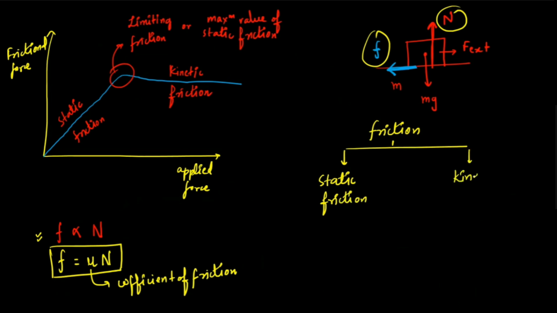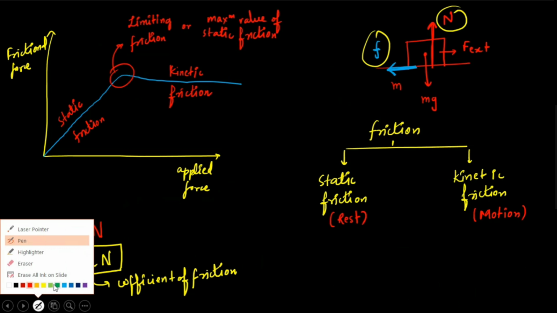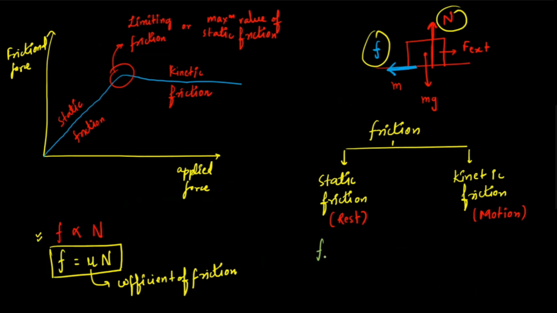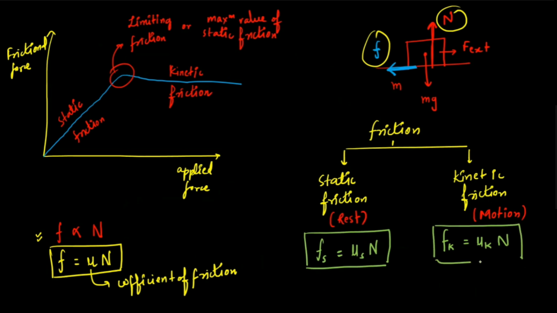Similarly, the second type is called kinetic friction. What is the condition for kinetic friction to act? Object must be in motion. Static means object must be at rest. Kinetic means object must be in motion. So if the object is at rest, static friction is acting, and we can represent it as Fs equals mu s N, where mu s is the coefficient of static friction, whereas Fk is represented by mu k N, where mu k is the coefficient of kinetic friction.